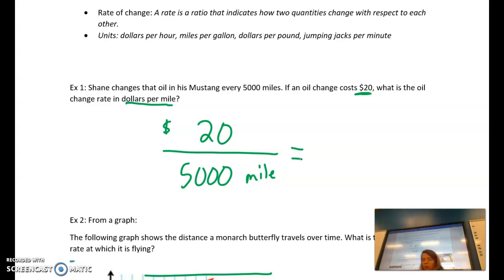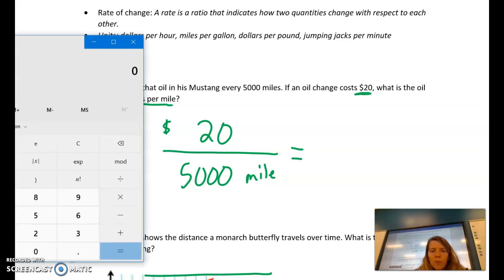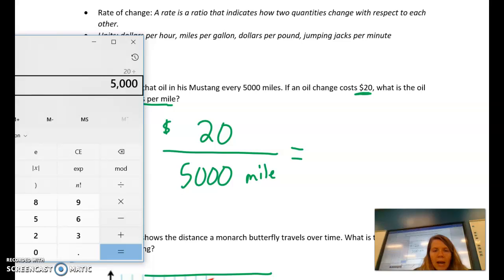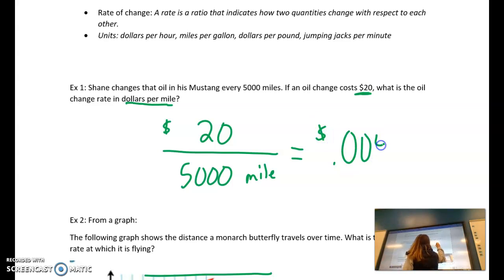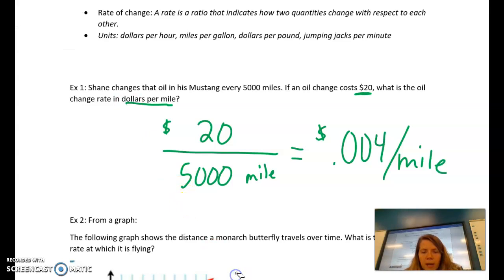To calculate how many dollars per mile, when I divide those numbers, you get 0.004. So that means it costs not even a penny every mile. It's a very weird rate to talk about like this. So every 2 miles you drive, you're paying about a penny for oil.